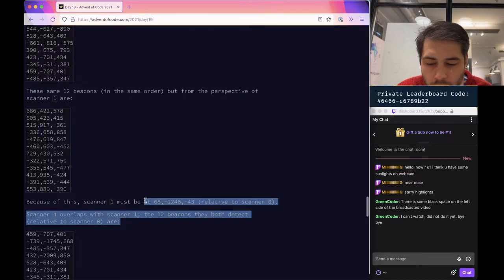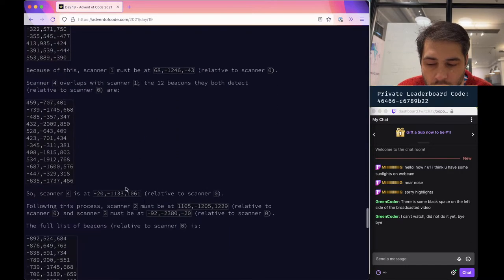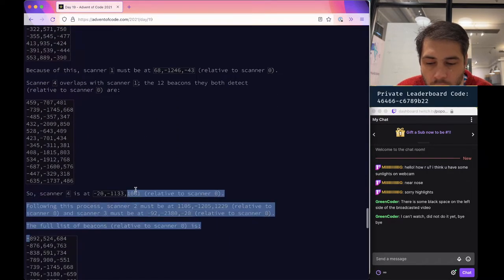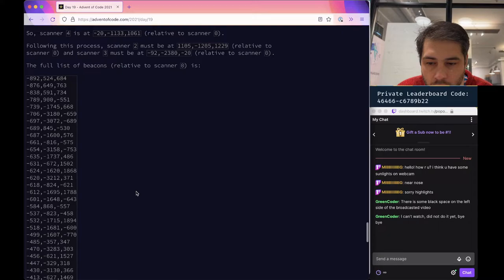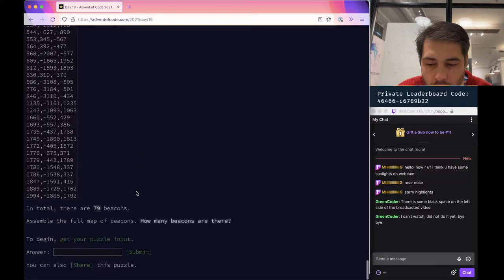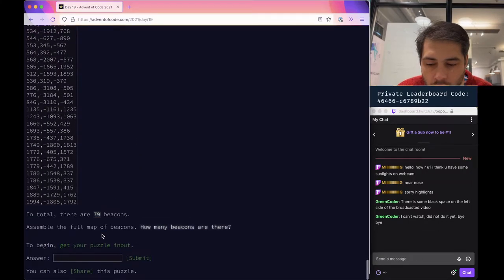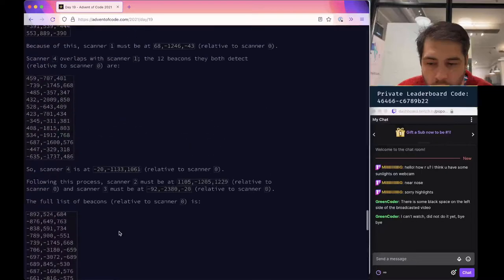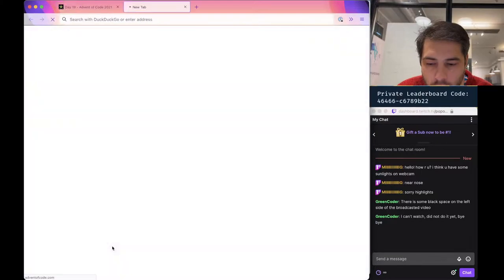Scanner 4 will overlap with scanner 1. The 12 beacons they both detect relative to scanner 0 are listed, and scanner 4 is at blah, blah, blah relative to scanner 0. Following this process, scanner 2 must be at blah, blah, blah. The full list of beacons: in total, there are 79 beacons. Assemble the full map of beacons. How many beacons are there? And get your puzzle input.